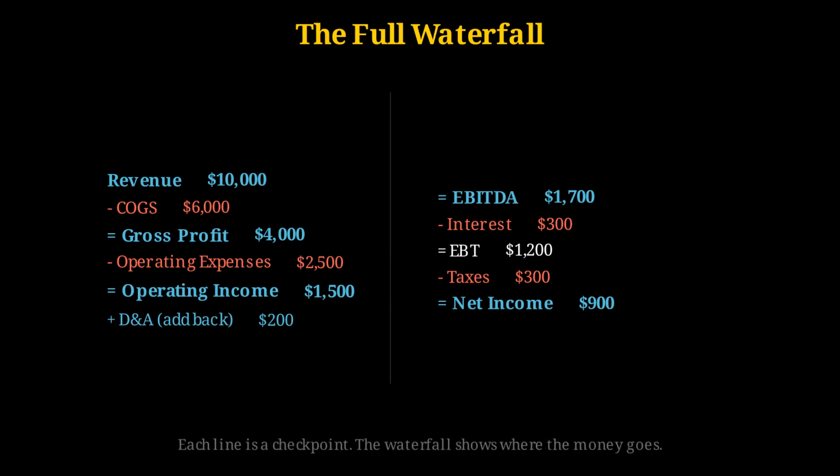Gross profit of $4,000 means the product is profitable. Operating income of $1,500 means the business is profitable. EBITDA of $1,700 means cash-like profitability is strong. Net income of $900 means the company made money after all costs. The waterfall shows where the money goes.